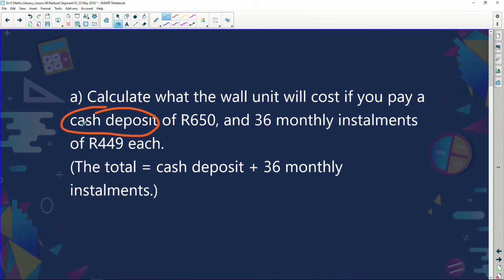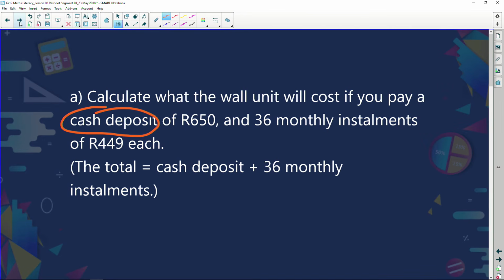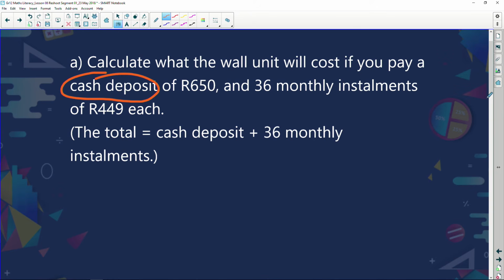So here we have someone who sees a wall unit, a lovely bit of wooden furniture that you put against the wall, that you put your TV on and things. And this person thinks, "Yes, I've got to have that wall unit, but yes, it's expensive." How much was it? It was 6,499 Rand 99 cents. And we're going to say, "Listen, we'll pay it over 3 years." And they say, "Right, you can have it, but understand this, it's going to cost you some money. So the first thing is you're going to pay a cash deposit of 650 Rand."